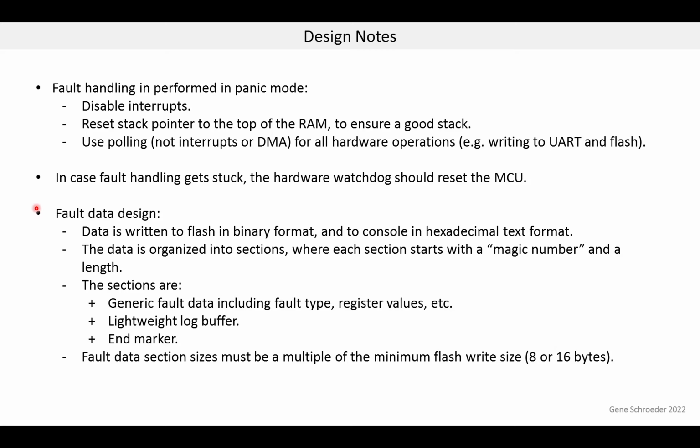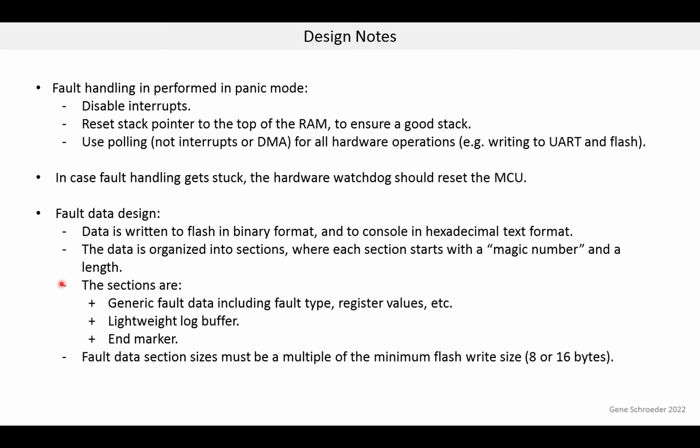So we talked about in the requirements about the fault data. And so we have to put that in some kind of format. First of all, the data is written to Flash in binary format, and it's written to the console in hexadecimal text format. The data is organized in sections, where each section starts with a magic number and a length. And the magic number tells the formatting tool what kind of data is in there.